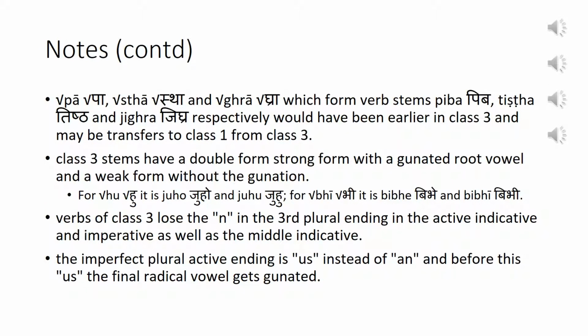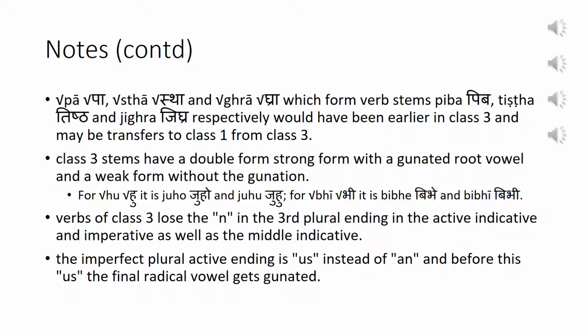Note that some verbs of class 1 roots like pa, stha and ghra, which form verb stems piba, tishtha and jighra respectively, would have earlier been in class 3 and may be transfers to class 1 from class 3. Like any athematic verb, the stem has a double form, a strong form with a gunated root vowel and a weak form without the gunation. For example, for hu, it is juho and juhu. For bhi, it is bibhe and bibhi.